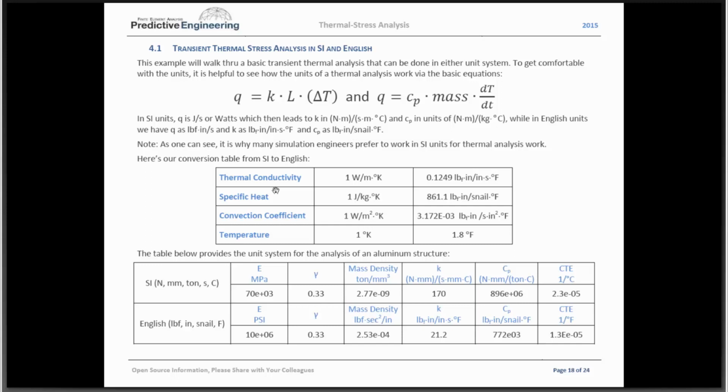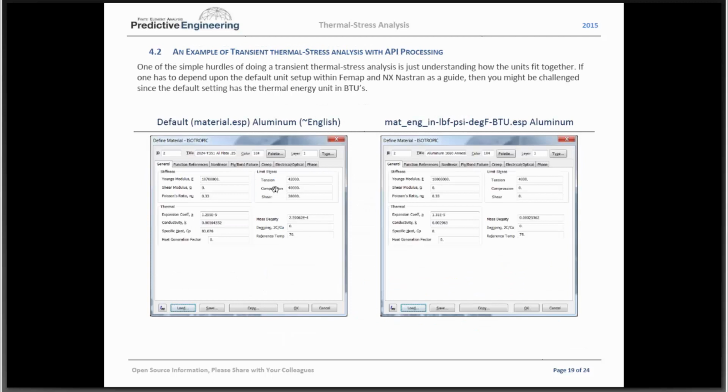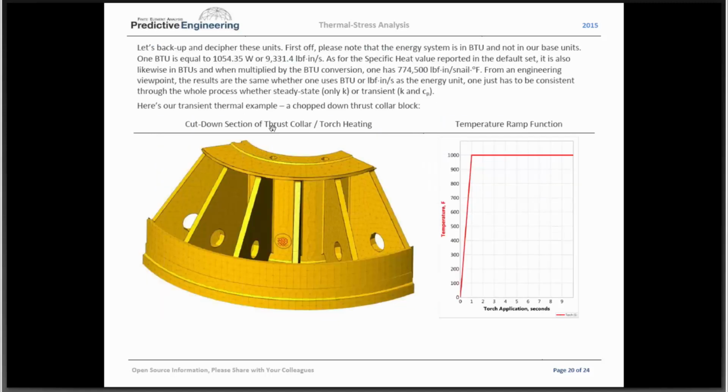Now, you can run a BTU or you can run it in base. It's a wash. It doesn't change anything because the thermals, since the K and the CP interact, just so long as you have it right there, you're good to go. Okay. Here's our example. We're going to take just a section of that thrust collar.